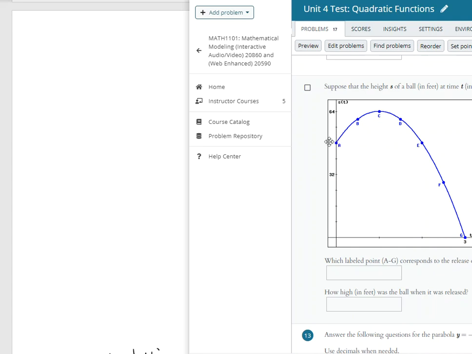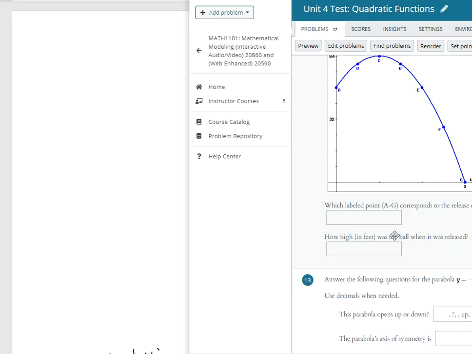Okay, so the release of the ball is going to be A, right? How high in feet was the ball when it was released? So you can just count up here and you can see. So I've got 1, 2, 3, 4 to get to 32. So it looks like this is increments of 4. So 8, 16, 24, 32, 40, 48. So it looks like it was 48 high when we released it, right?